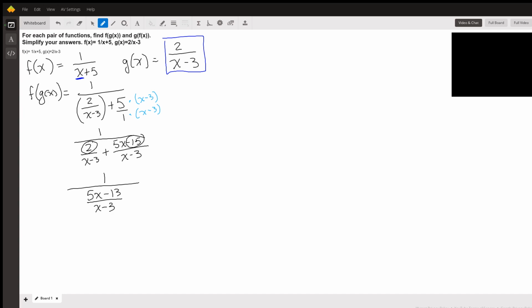And then 1 over a fraction means that you are going to take the reciprocal of that fraction. So in other words, you're going to flip the denominator upside down. So 1 over 5x minus 13 over x minus 3 is simply equal to x minus 3 over 5x minus 13. And that would be the final answer for f of g of x.